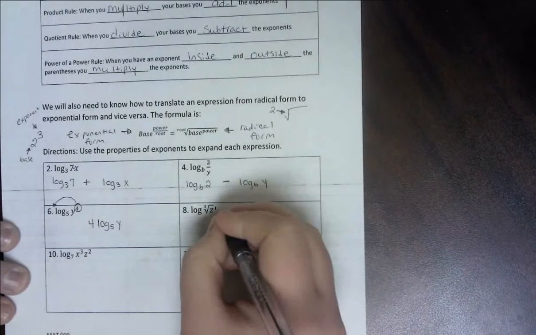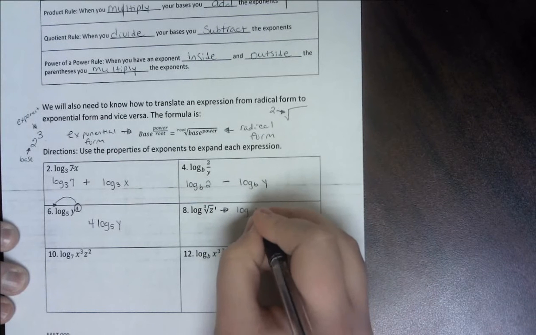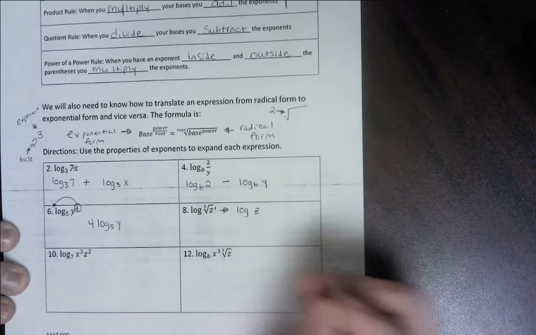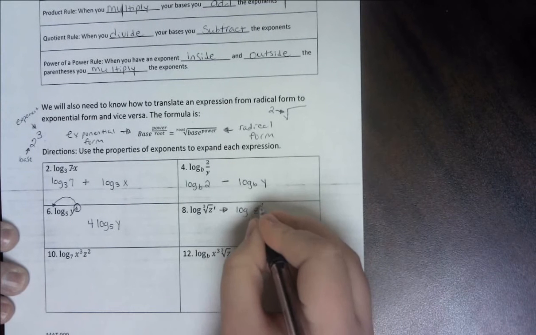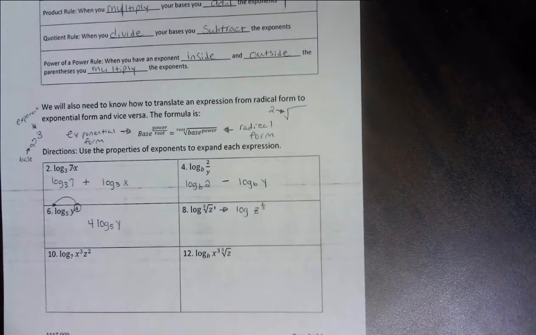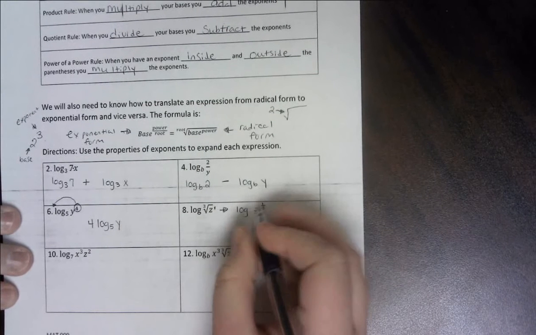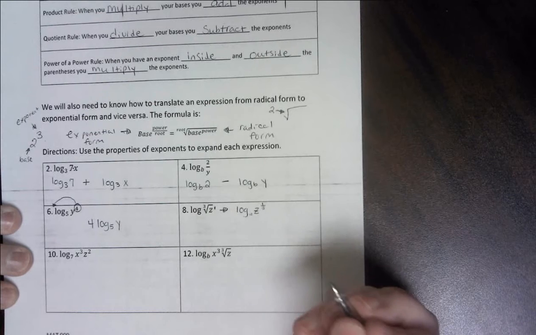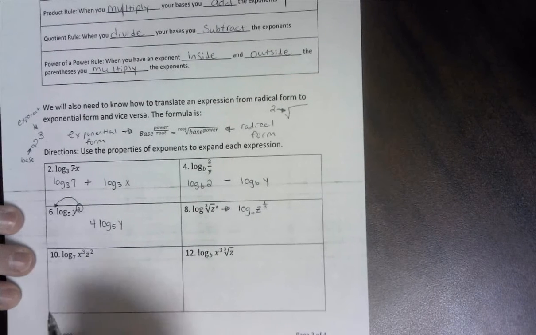So I'm going to rewrite this as log, and then I have a z, and then 1 over 3 because it's power over root. So z to the 1 over 3. Okay? And notice that there isn't a base here. Anytime you don't have a base written in a problem, it's an understood 10 down there. You don't have to write it if you don't want to. I'm just letting you know that that would be a 10 there.